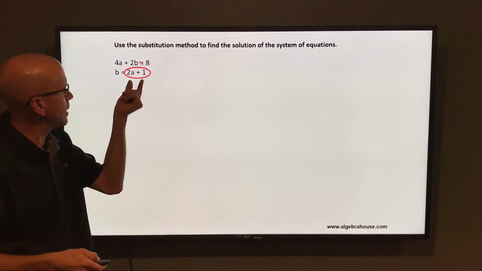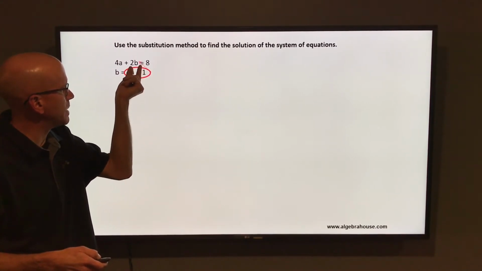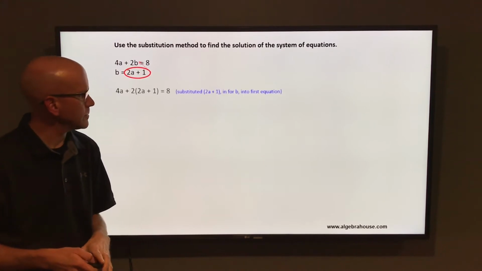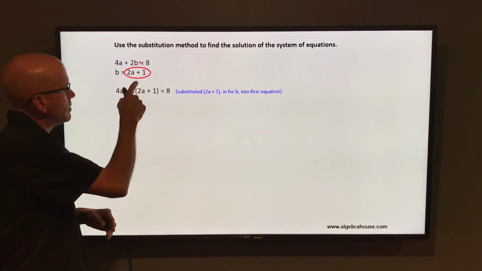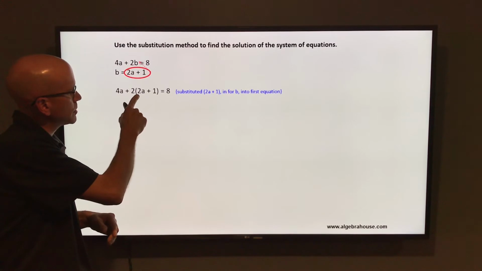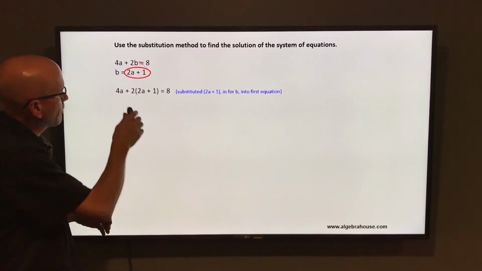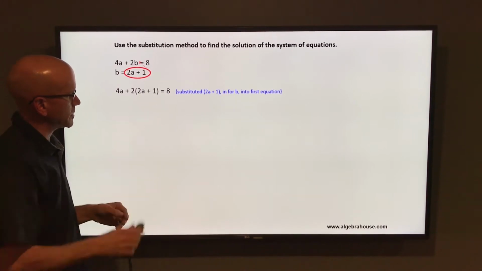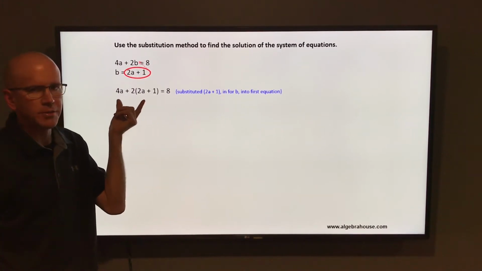So take that 2a plus 1, substitute that in for b into that first equation. So we're just replacing the b. The 2 is still there. This is 2 times 2a plus 1 because b is 2a plus 1. So we have 4a plus 2 times 2a plus 1 equals 8. We can solve that equation for a.